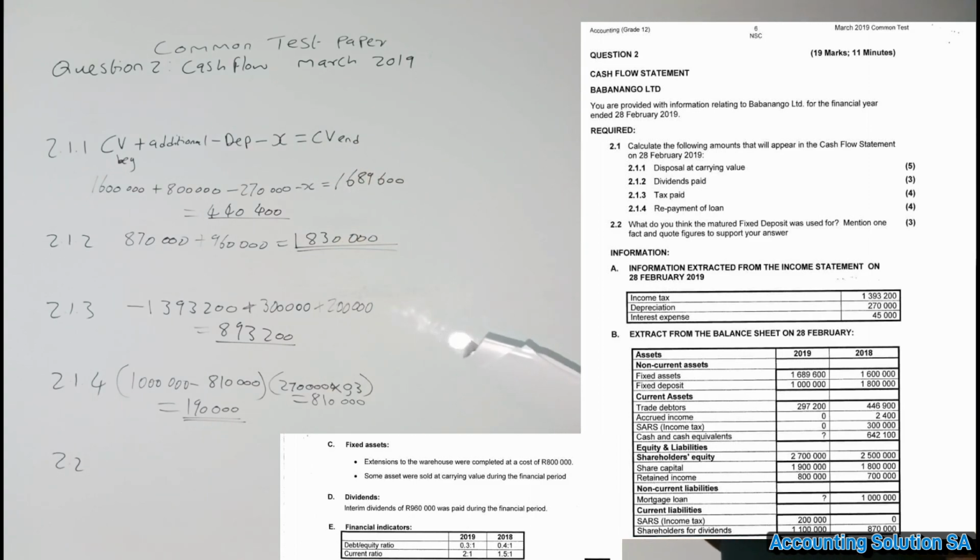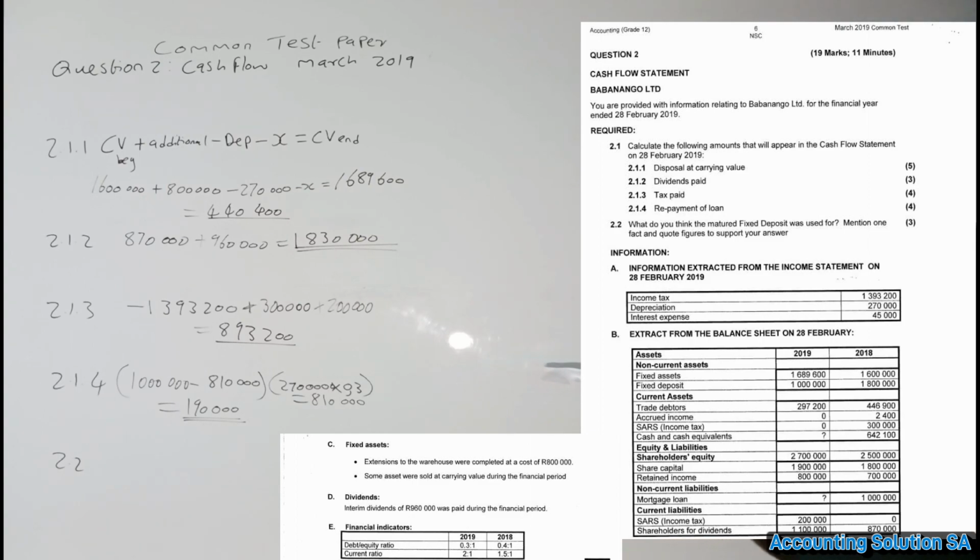Then 2.2. What do you think the matured fixed deposit was used for? Okay, guys, I can clearly see my question paper here, so don't worry about that. Let me read it again. What do you think the matured fixed deposit was used for? And mention one fact and quote figures to support your answer.